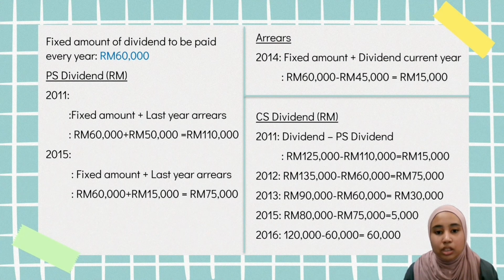plus 45,000 plus 75,000 plus 60,000 is equal to 410,000. The amount of annual dividend paid to the common stockholders is 50,000 plus 75,000 plus 30,000 plus 5,000 plus 60,000 is equal to 185,000.